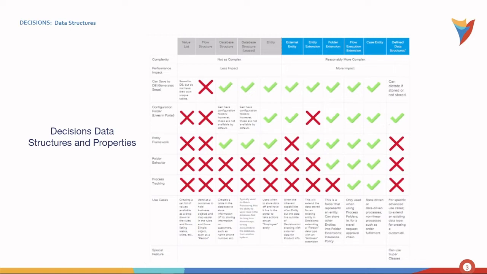And as you see here, you can save a database structure. It does save to a database. And you do have the option to have that entity framework and a configuration folder. However, that configuration folder is not going to be active or preset once you create it. You're going to have to tell Decisions to enable the configuration folder.